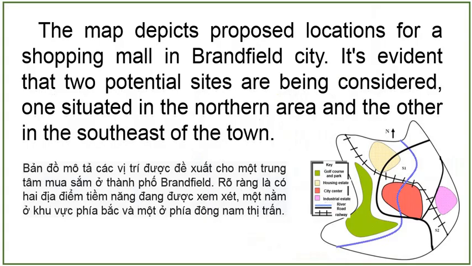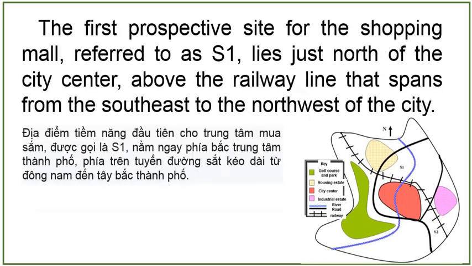The map depicts proposed locations for a shopping mall in Brandfield City. It's evident that 2 potential sites are being considered, one situated in the north area and the other in the southeast of the town. The first prospective site for the shopping mall, referred to as S1, lies just north of the city center.